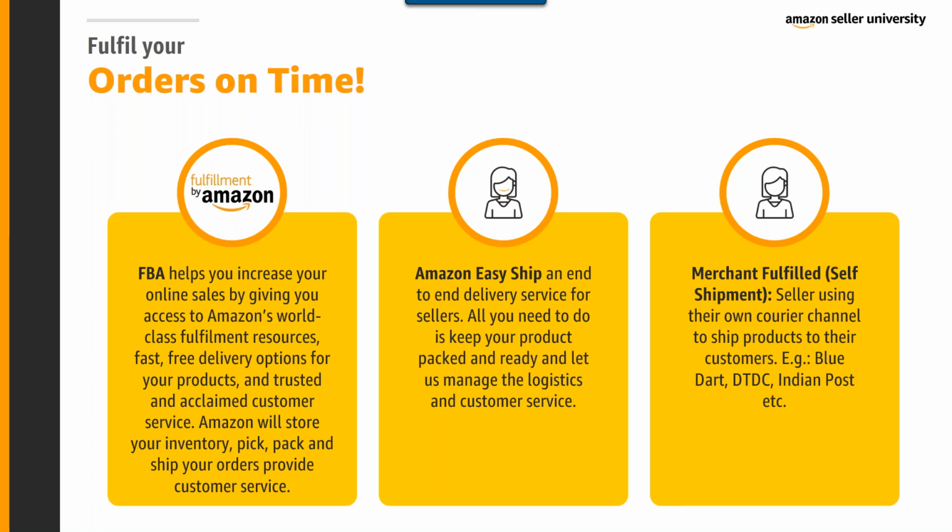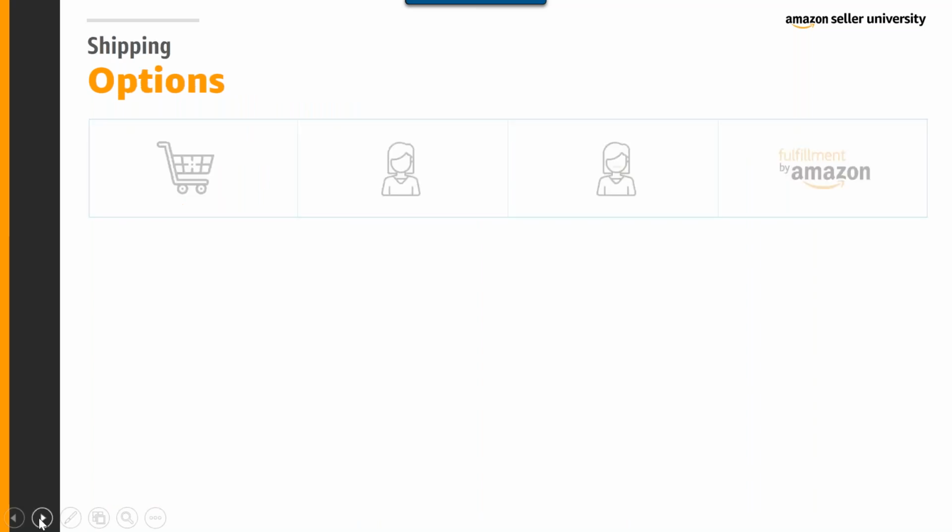Amazon EasyShip is the second one. It is an end-to-end delivery service for sellers. All you need to do is keep your products packed and ready and let us manage the logistics and customer service. Next is the merchant fulfilled or the self-shipment. Sellers using their own courier channel to ship products to their customers like Blue Dart, DTDC, Indian Post, etc. Let's do a small channel comparison now.